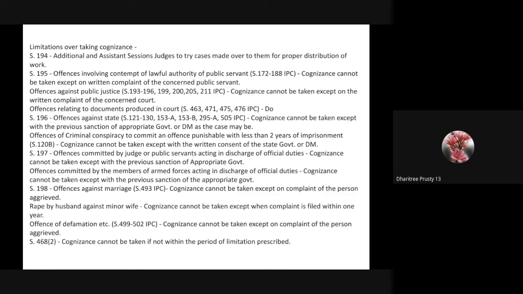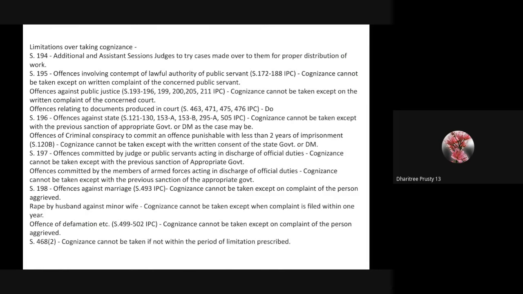Okay, so 194 says that additional and assistant session judges... This is not under that, probably it has come under it by mistake. 194 is a separate provision which says that additional and assistant session judges can try the cases made over to them for proper distribution of work. So the session judge can make over the cases to an additional session judge and assistant session judge to make sure that there is an equitable distribution of the work.